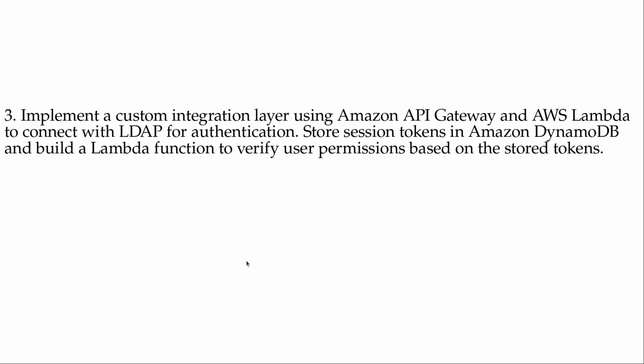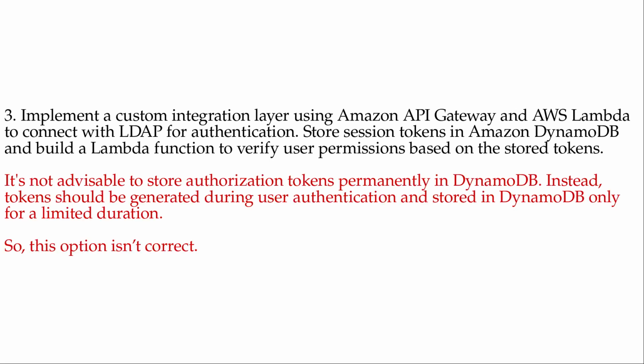The third one is implement a custom integration layer using Amazon API Gateway and AWS Lambda. Okay, we are using API Gateway and AWS Lambda, serverless, to connect with the LDAP for authentication. Store session tokens in Amazon DynamoDB and build a Lambda function to verify user permissions based on stored tokens. Though this is possible, it is not advisable to store the auth tokens permanently in DynamoDB. They have to be generated whenever the user is authenticated. So storing them in DynamoDB permanently is not advisable, and they should be stored only for a limited duration. So this option is not the ideal one.